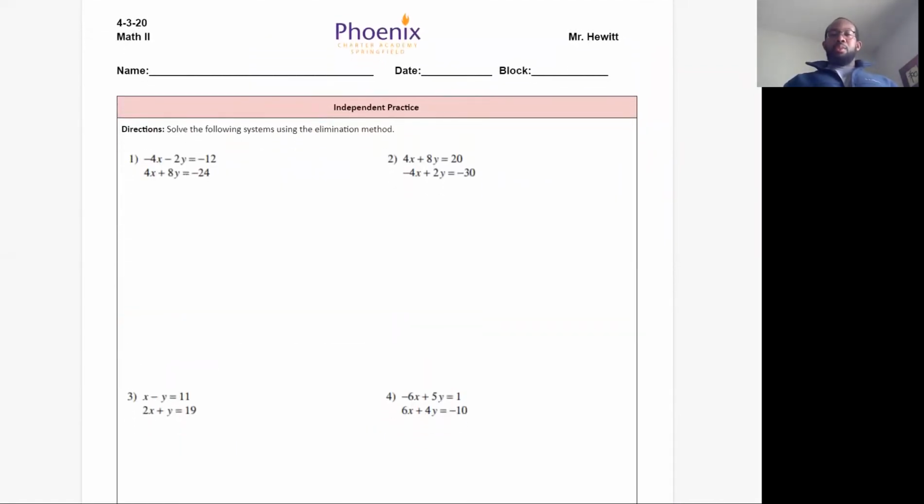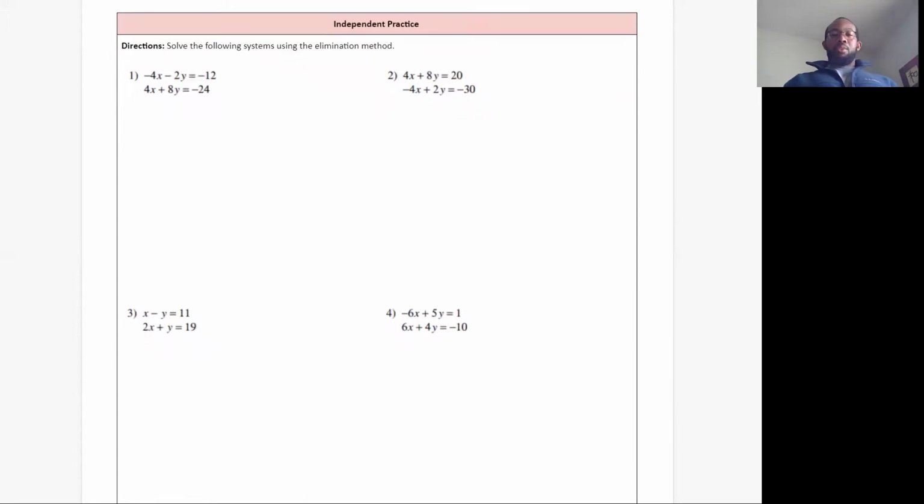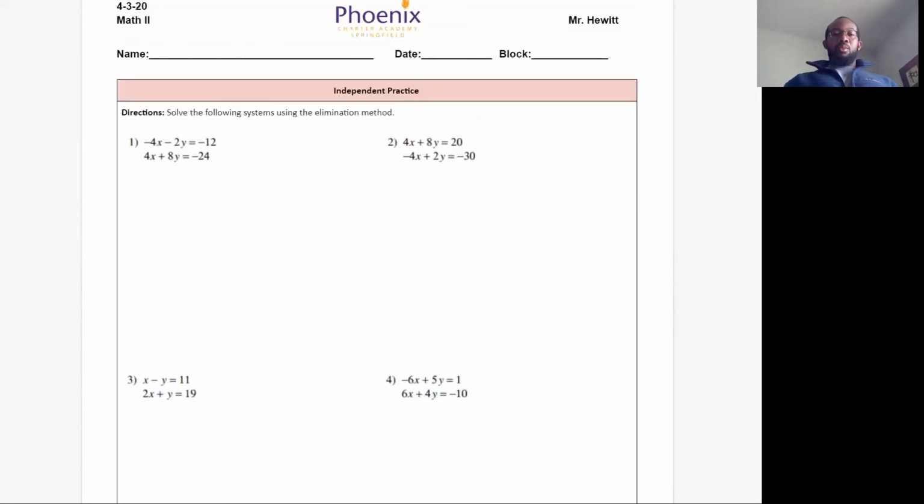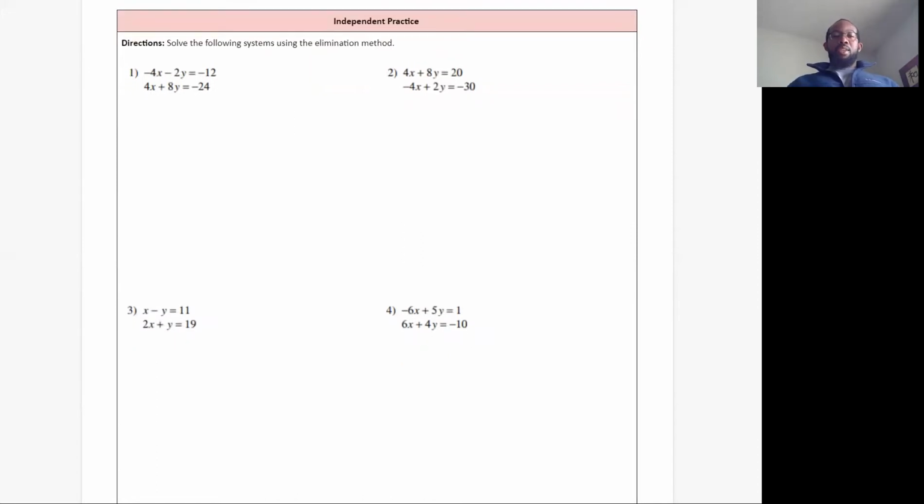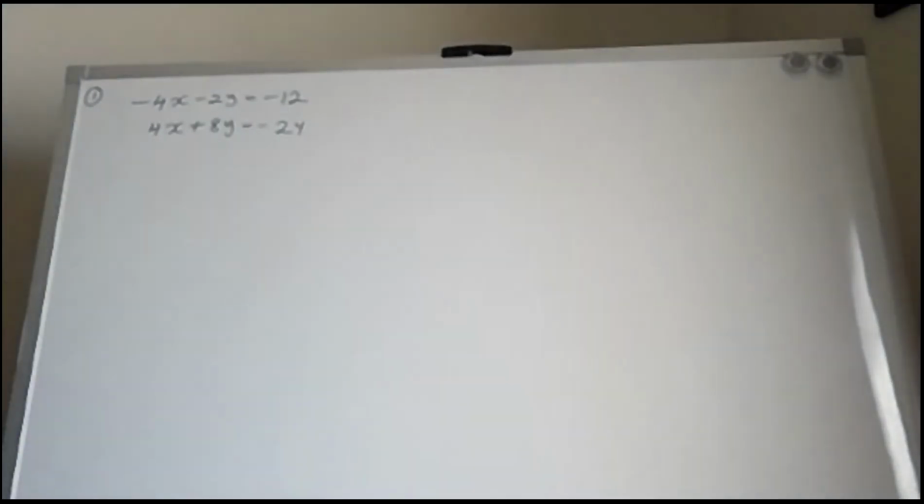In any case, we're going to do another example together. If you look at page 3, number 1, we have a system of two equations. The first equation is negative 4x minus 2y is equal to negative 12. The second equation is 4x plus 8y is equal to negative 24. So at this time, I'm going to go back to full screen mode so you can see my whiteboard, and we'll do this problem together. Okay, so on my whiteboard, I have the problem written down for you, okay?